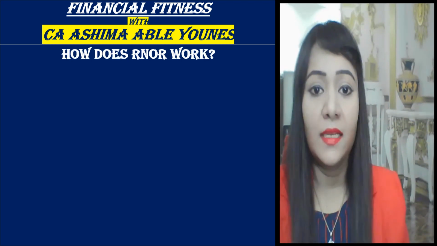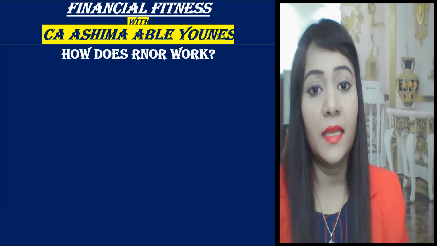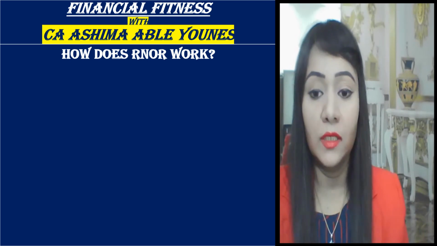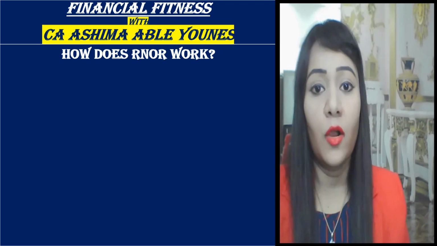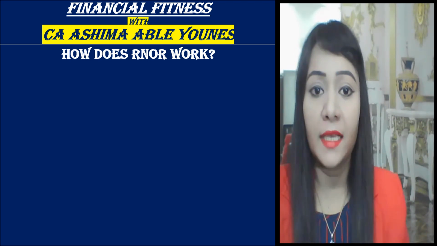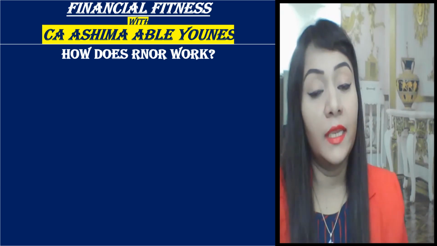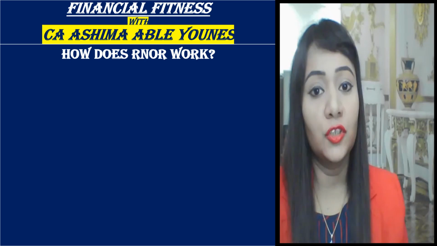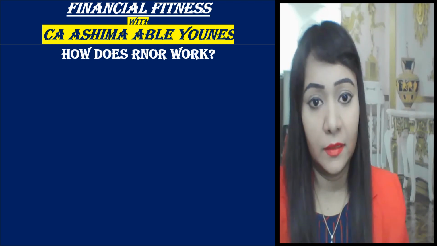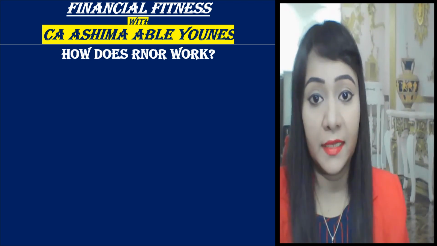Now let's understand how RNOR works. Let us go through some cases to understand how RNOR status actually works. You must already be aware that the Indian tax year, usually referred to as financial year, is from April of the current year to March of the succeeding year. Let's take the first example. Let's look at the first case study.